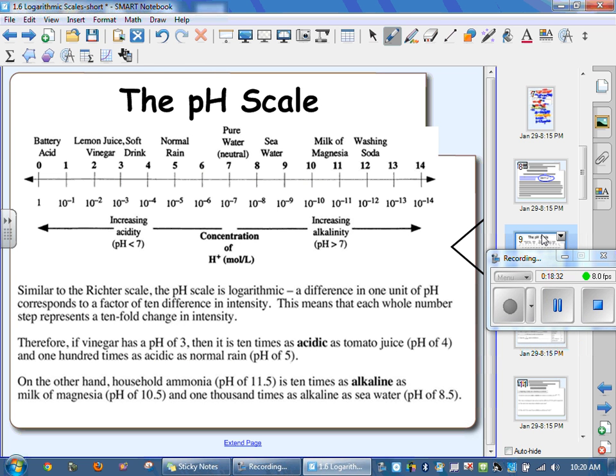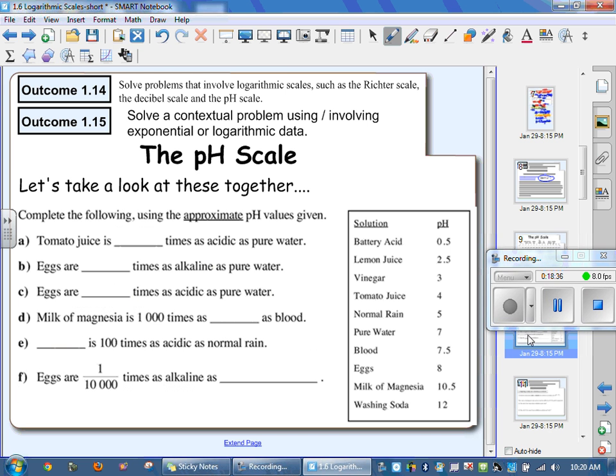We do the exact same type of thing. If they don't tell us the moles per liter, we can find it out if they've given us both of our pHs. We can also find pH if we're given moles per liter and the other pH. So let's see what it's going to look like. We're going to compare on this chart.